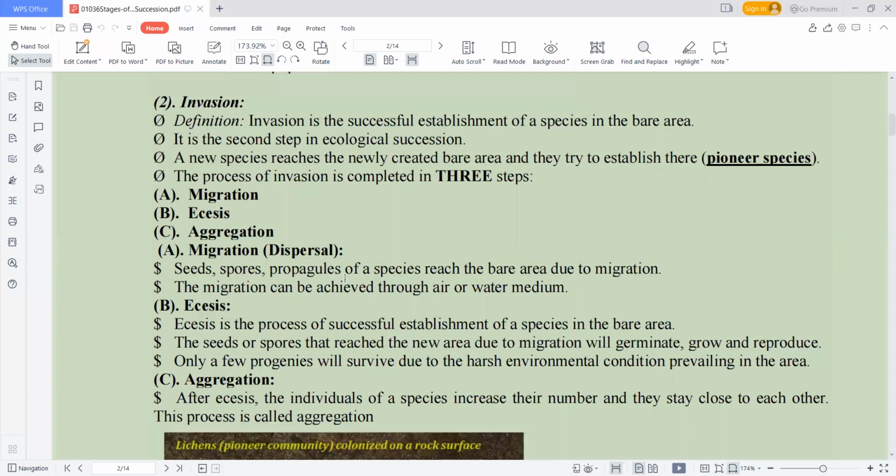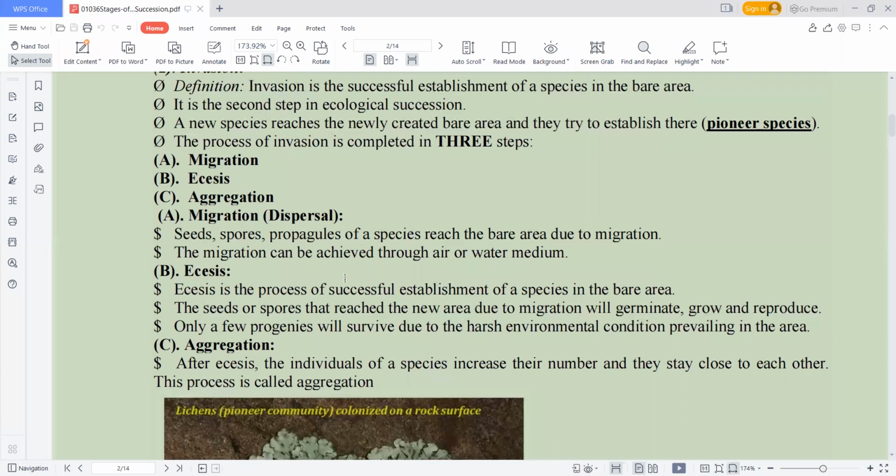The first one is the migration, in which the spores and other seeds reach this bare area and start germination. That is called ecosis, and aggregation means they increase their number. So it completes in 3 steps: migration of the spores, seeds or propagules to this bare area. The second step is ecosis, the process after migration of these spores. Some will germinate and grow and reproduce. Due to reproduction, they increase in number. Aggregation means they increase their number and stay close to each other. So this is the second step.